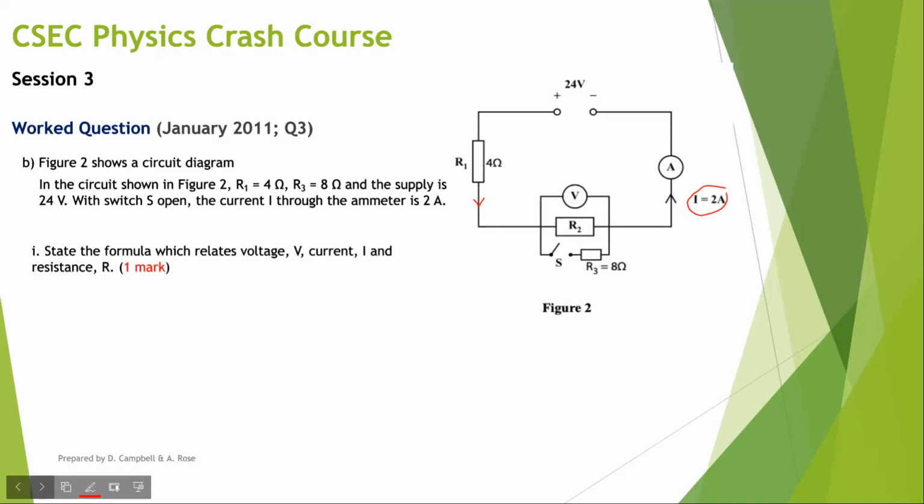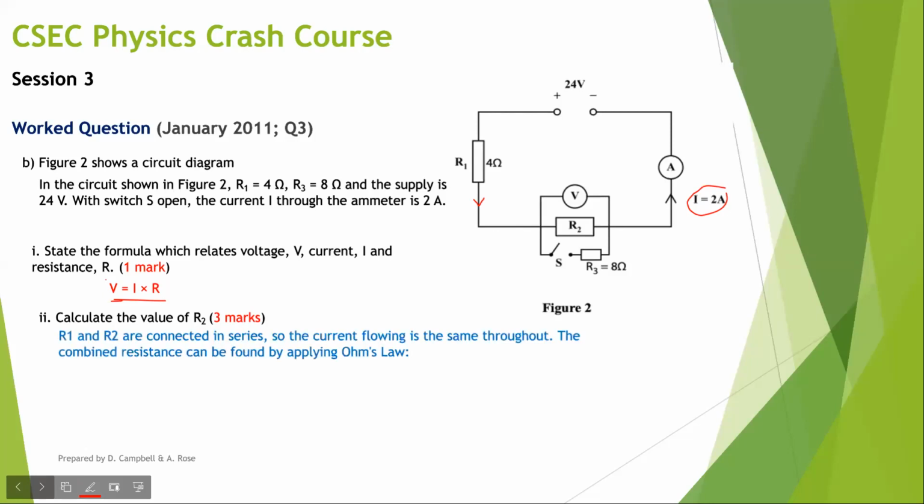Right. So first, we need to state the formula that relates the voltage to the current and the resistance. And that's the mathematical statement of Ohm's law, which is V equals I times R. So voltage is equal to current times resistance. Now we need to calculate the value of R2. Remember that we're ignoring R3 for now because the switch is open. All right. So if we know that R1 and R2 are connected in series, then it means that the current that R1 and R2 both receive is the same 2 amperes. So we can therefore find the total or the combined resistance by applying Ohm's law.